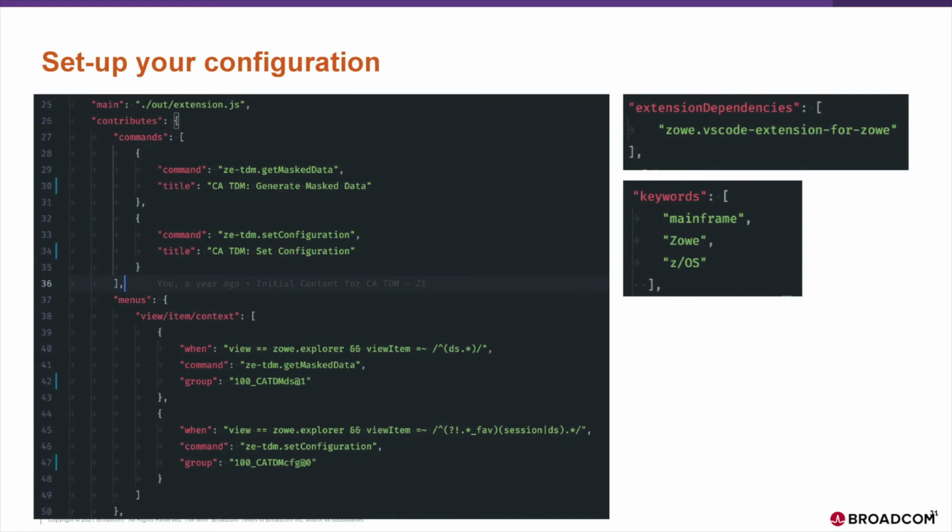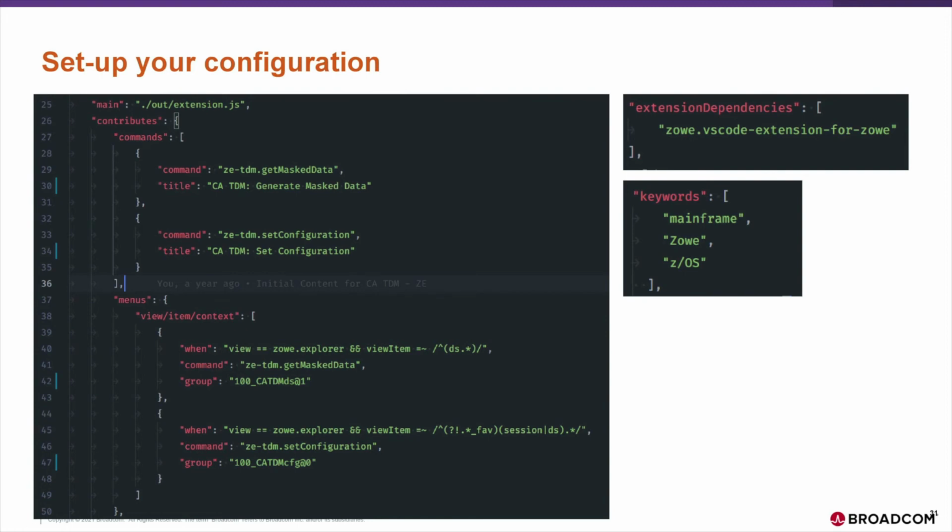And if you check, the group is also important. In our documentation, we already reserve some of the group names for Zowe Explorer. So if you want to inject new menus, you need to use the numbers 100 and above so that your commands will go below the Zowe Explorer commands.